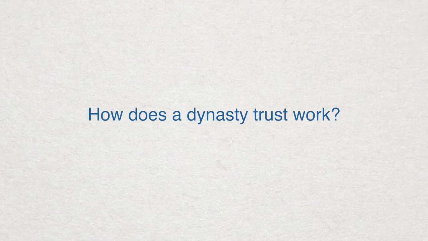So how does a Dynasty Trust work? The rule against perpetuities puts a time limit on how long a trust can last after the death of the last potential beneficiary who was alive when the trust was created. Most commonly, that limitation was 21 years, but many states have either eliminated the rule entirely or extended it. Therefore, you can create a Dynasty Trust in a number of states.